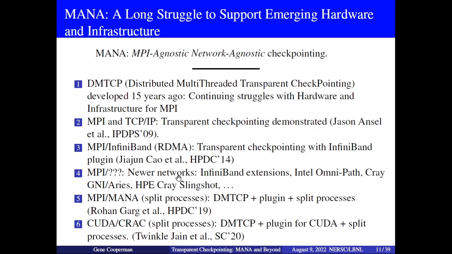Well, actually, there are newer networks. There are InfiniBand extensions. There is Intel Omnipath, Cray Aries, now Cray, and now also Cray Slingshot. And it looks like it's going to continue like this. There'll be more and more networks. So now what do we do? So this is the point where I could see that I wasn't going to be able to bring in enough PhD students, one for each new network. That wasn't going to work. So we needed a new idea. And the new idea came out of the thesis of Rohan Garg.